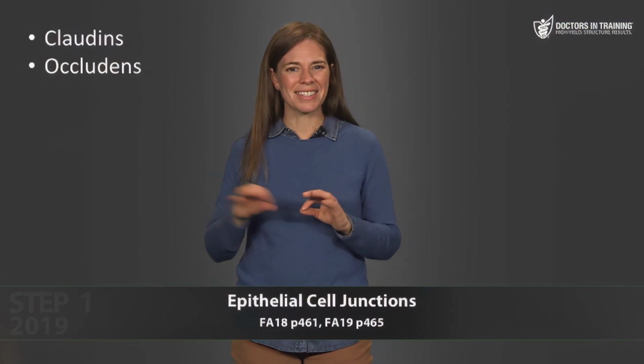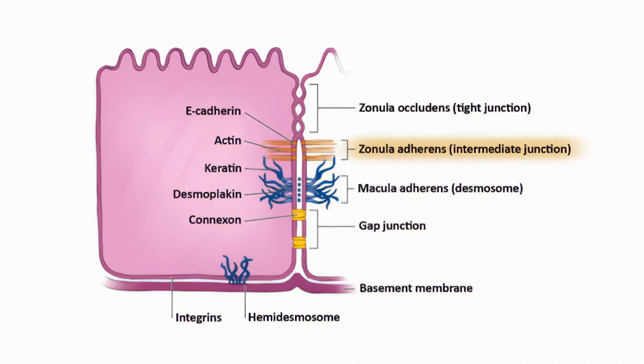Claudins and occludins. The zona adherens, or intermediate junction, is located more basally than tight junctions. This is a cell junction whose cytoplasmic face is linked to the actin cytoskeleton. So this junction serves as a bridge connecting the actin cytoskeleton of neighboring cells through direct interaction. The molecules I want to associate with the zona adherens are the cadherins, which are calcium-dependent adhesion molecules.